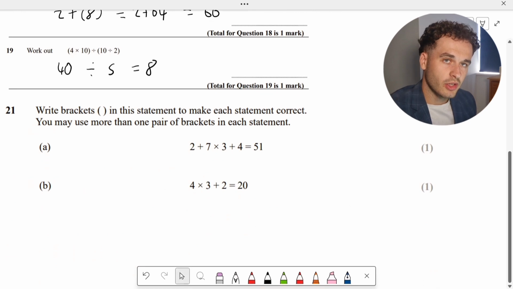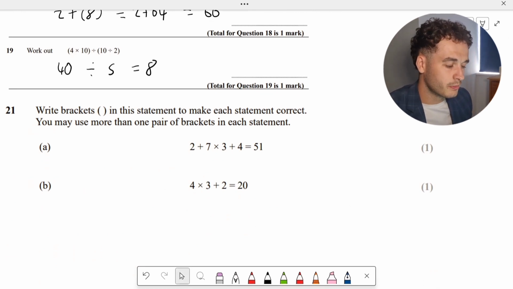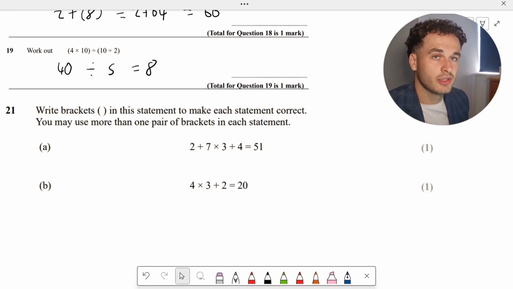Okay, so what we're going to look at to finish off is some exam style questions where it's asking us to put brackets around each of these statements or on one side of the equation to make the statement correct. So I'm going to leave you to have a go at this. Pause the video and come back to me once you've had a go.